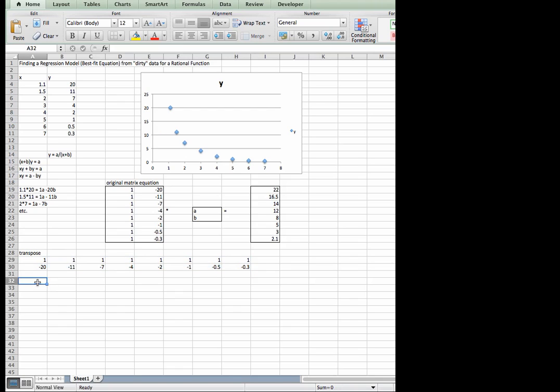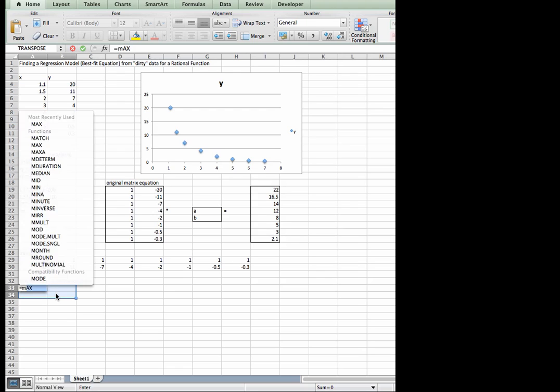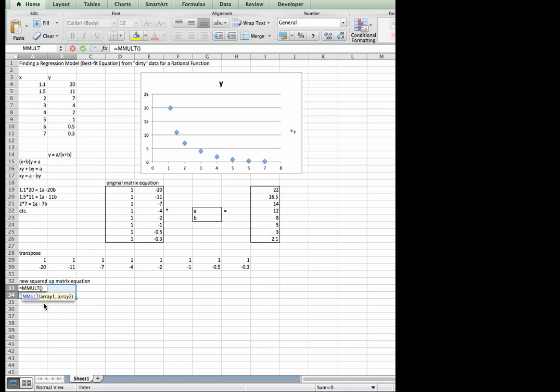This will produce a new squared up matrix equation. And when we multiply a 2 by 8 times an 8 by 2, we're going to end up with a 2 by 2. So we hit equals, matrix multiplication, and we say we want to multiply the transpose times, comma, the original coefficient matrix.